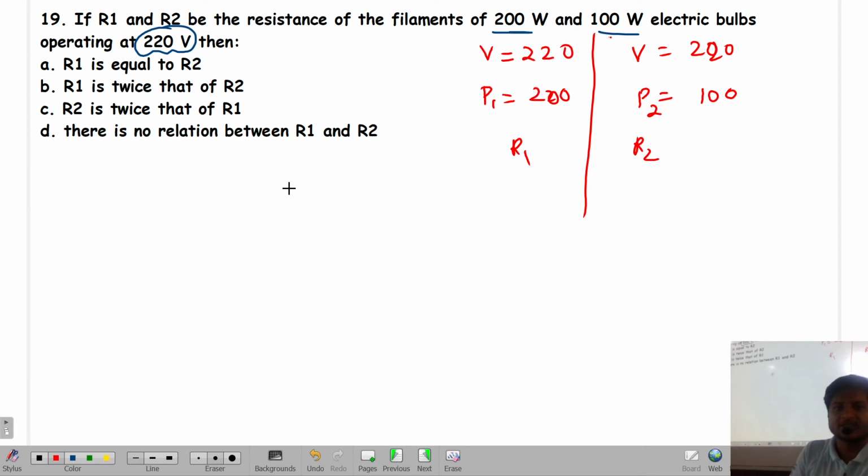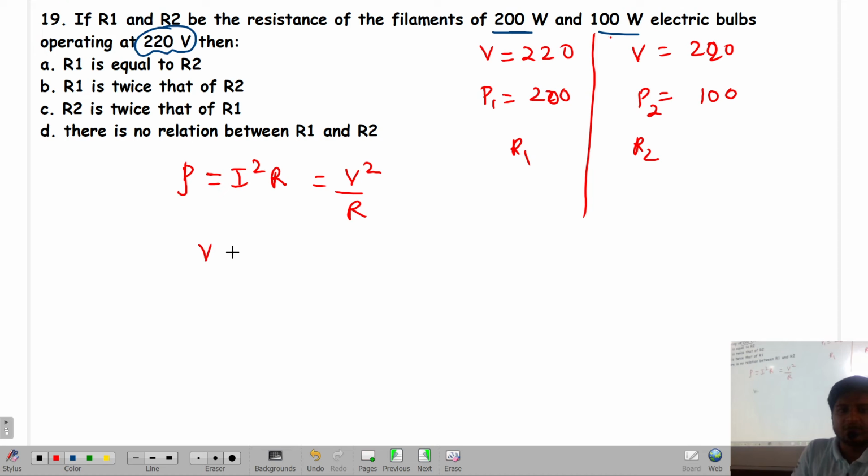Got it or not? What is the relation between power in terms of voltage and R? What is the formula of power? Power is equal to I squared R in terms of current and resistance. What is I? Voltage by resistance, or not? I is equal to potential difference by resistance in terms of Ohm's law. So it will be V squared by R. So power is equal to V squared by R. Got it or not?